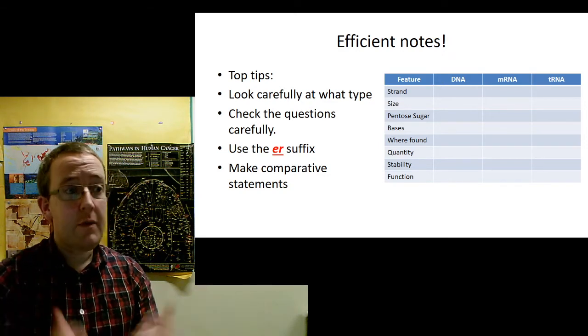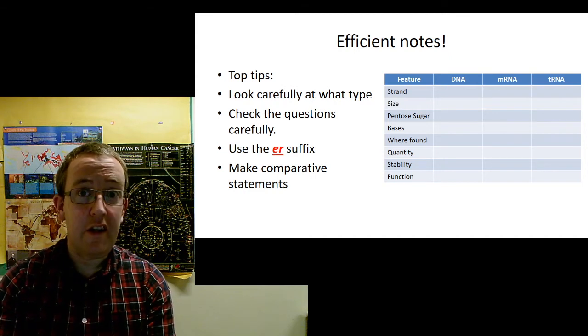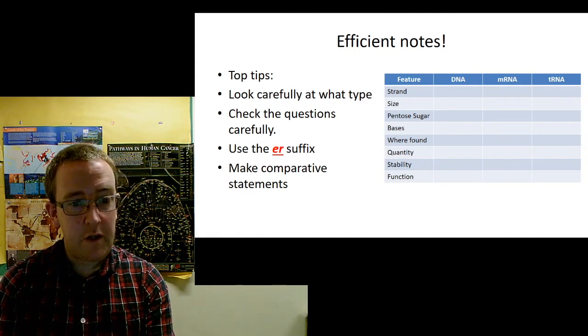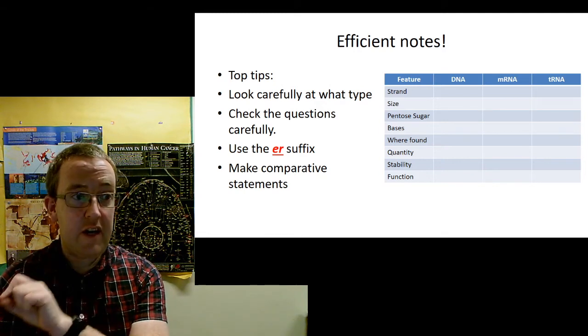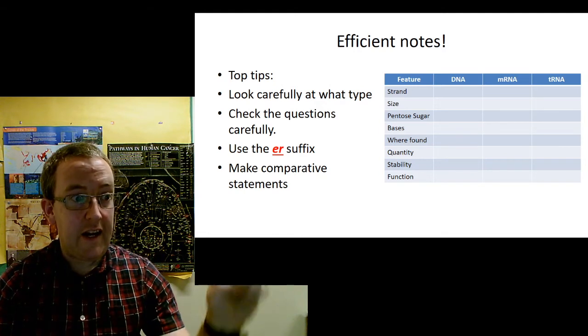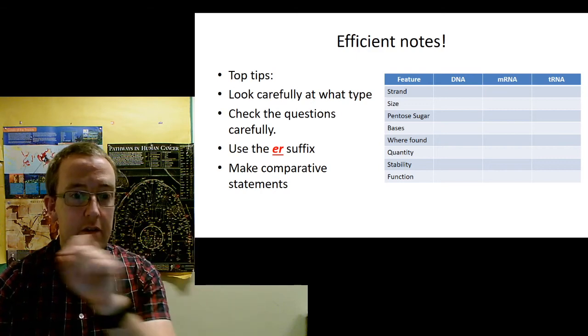So that's your types of RNA. I hope that's nice and clear for you, and we'll see you next time when we're going to go into more detail on how transcription and translation work in taking that information from the DNA to protein.